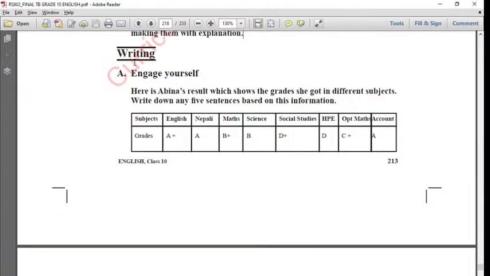Writing section: engage yourself. Here is Abhinav's result, which shows the grades he got in different subjects. Write down 5 sentences based on this information. So your gradings are all there. So time for writing. Similarly, we have to make an interpretation of this particular chart, like it's already given in the example on the top.